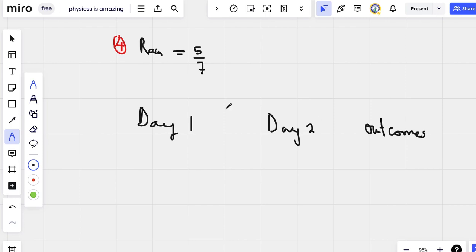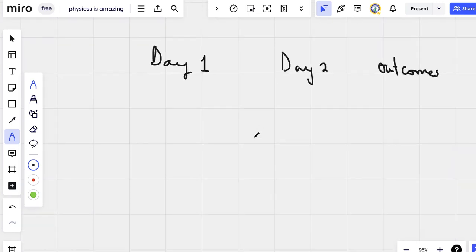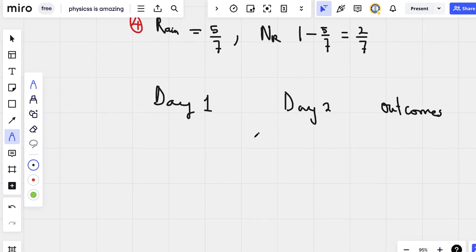We have outcomes. So if it rains, it's 5 over 7. If it does not rain, no rain will be what? 1 minus it rains. 1 minus 5 over 7, which is equal to 2 over 7. Is that okay? Okay, so now they say we should draw the tree diagram to show this.